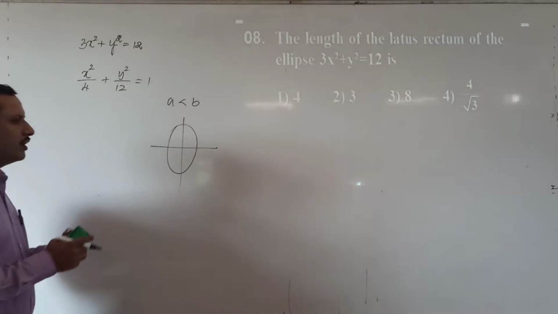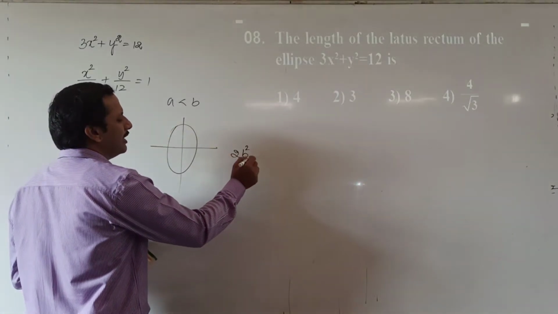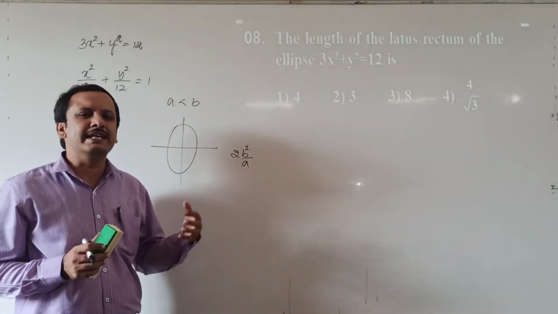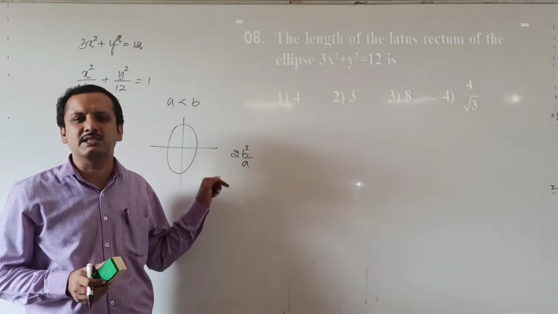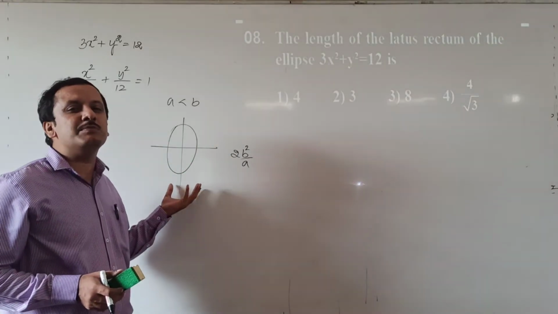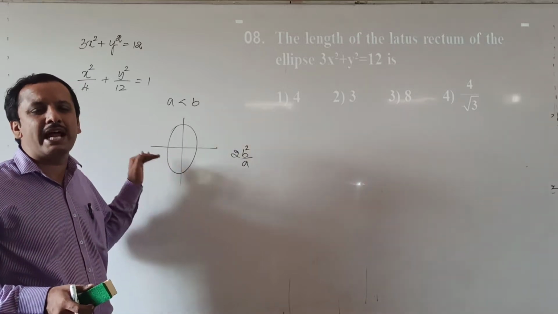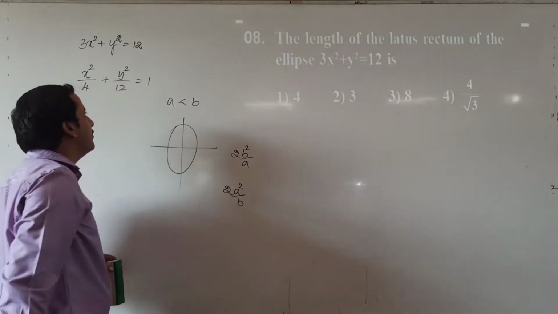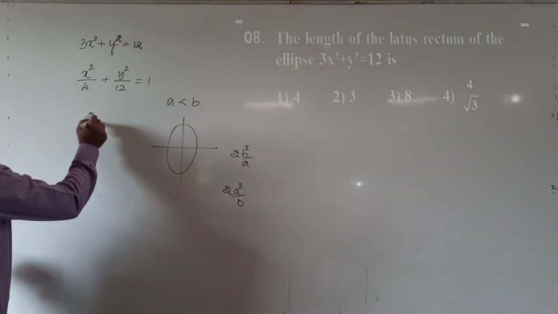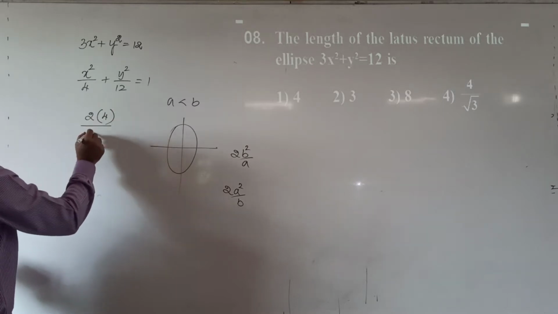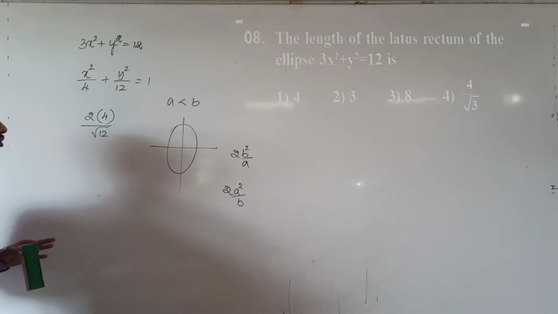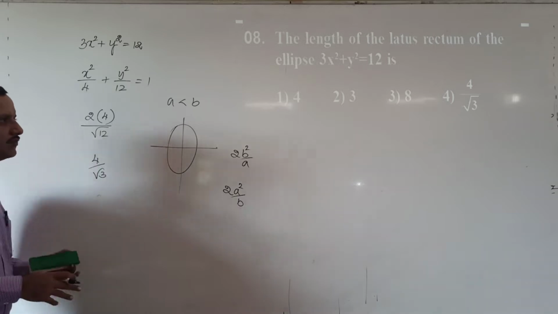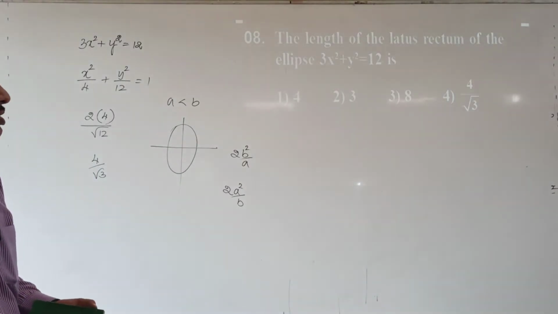Okay. In general, for a standard ellipse, the length of the latus rectum is given by 2b square by a. A standard ellipse means an ellipse with the center at origin, major axis along x axis and minor axis along y axis. Now here we are talking about an ellipse with the center at origin, major axis along y axis and minor axis along x axis. For this ellipse, the formula is 2a square by b. 2a square by b, that means 2 into 4 by b. b is root 12, b square is 12. Root 12 can be written as root of 4 into 3, 2 root 3, 2 gets cancelled. So the answer is 4 by root 3, which is the fourth option.